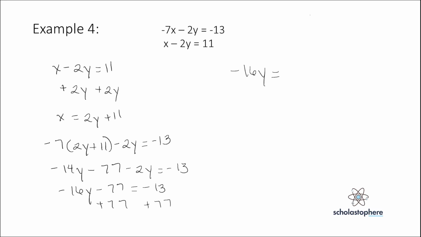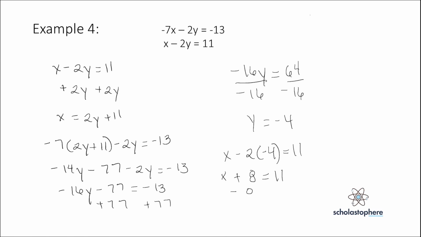So now that we know what y is equal to, we need to figure out what x is equal to. So we're going to take the x minus 2y equals 11. Where we see a y, we're going to substitute the -4 into that position. So you should get x minus 2(-4) equals 11. Go ahead and distribute. So you should get x plus 8 equals 11. And then we have to subtract 8 from both sides of the equal sign, and x is equal to 3. So the final answer is (3, -4).